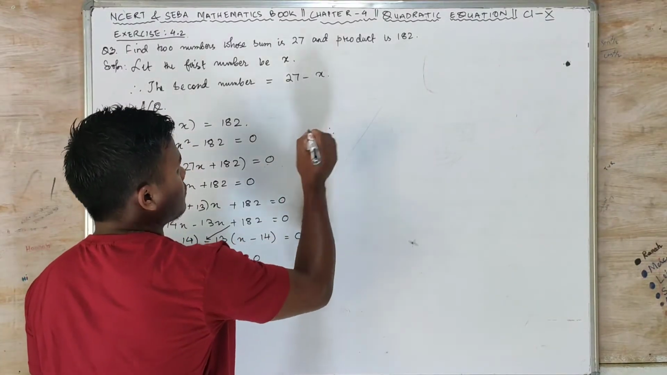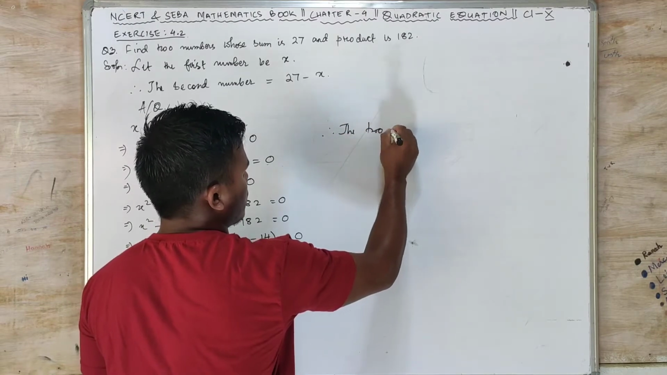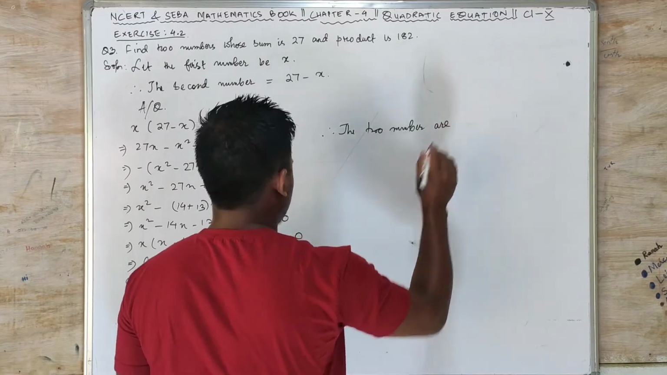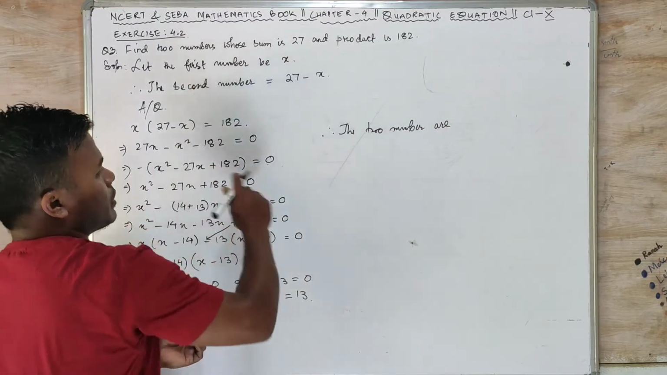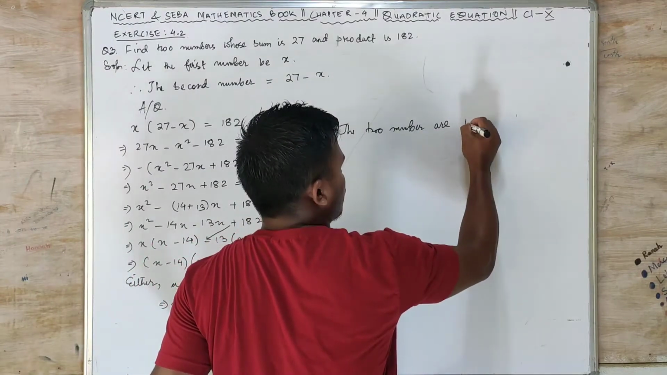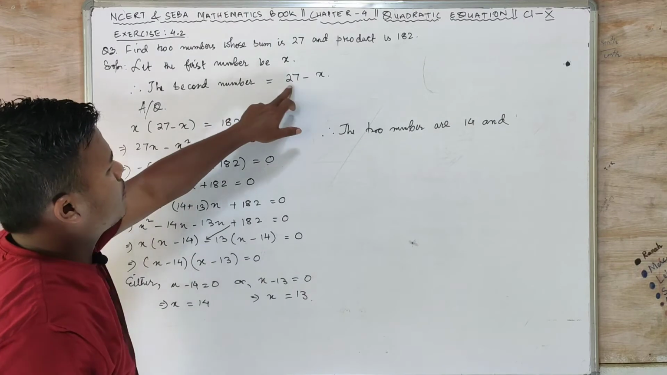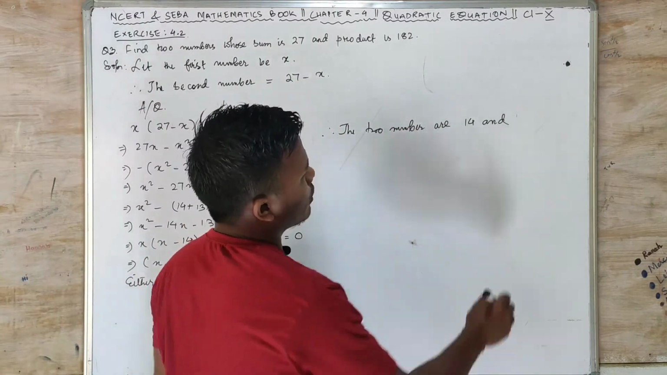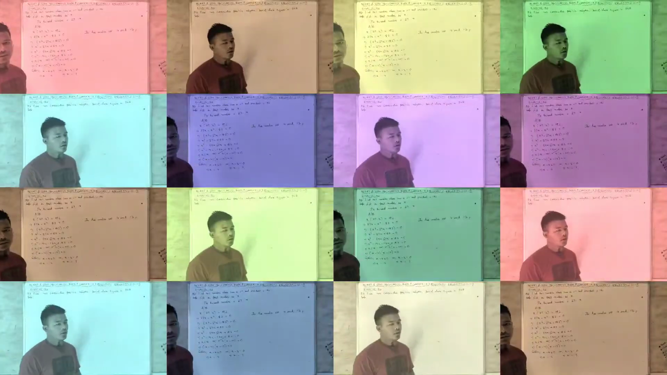Or else you can go like this. Therefore the two numbers are, if you take 14 as x, the first number, what will be the other number? The second number is 27 minus x. 27 minus 14 will be 13. In this way you can get the answers.